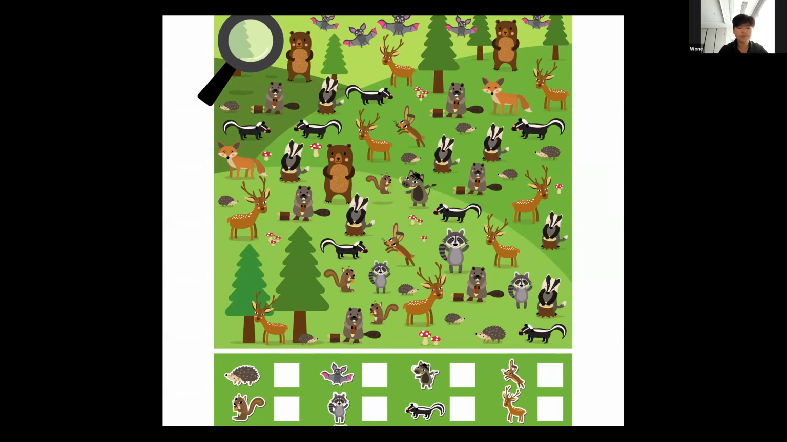So 1, 2, 3, 4, 5, 6, 7, 8, 9, 10. Yeah, that's about it, right? So I spied 10 hedgehogs. So go ahead and find the rest of the animals and write their numbers down.